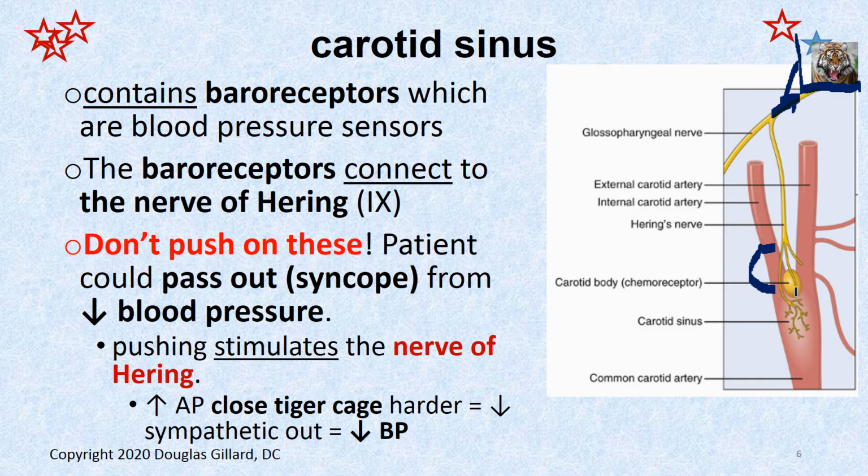If you poke on this, when we're teaching you to palpate, if you push really hard on that, it stimulates it, and it sends way more action potentials down the nerve of Hering, and it holds the tiger cage gate too tightly closed, and it decreases sympathetic outflow. Then nitric oxide rules, and you get a massive vasodilation, and down you go. You could pass out because the blood pressure drops really low. So that's why you have to be careful about poking that carotid sinus, which is located at the Adam's apple, at the laryngeal prominence level. So be careful with that.